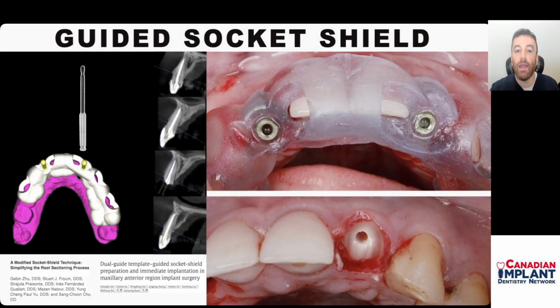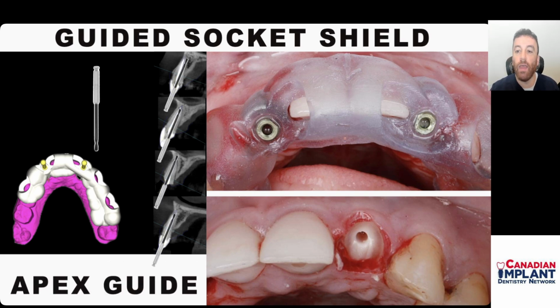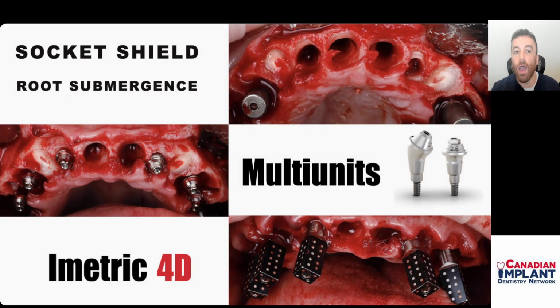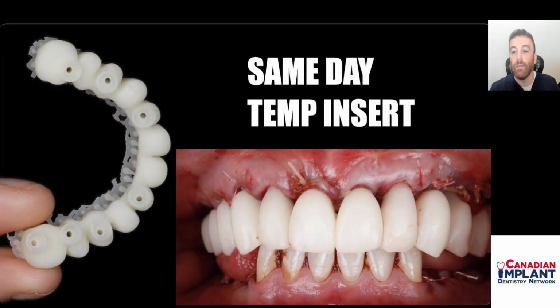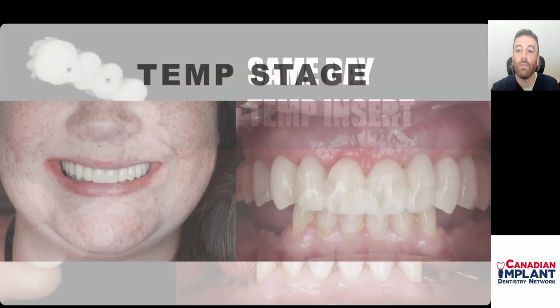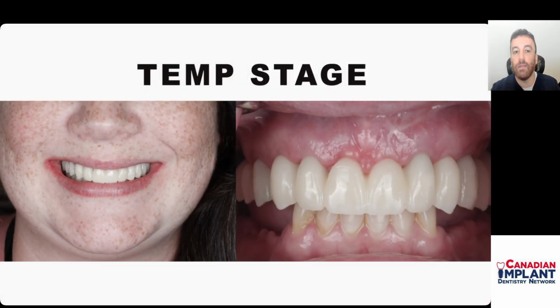And we go ahead and take advantage of digital dentistry. We have a guided socket shield guide. This allows us to core out those socket shields right to the apex, which tends to be the most difficult part of the procedure. And then we go ahead with implant placement. Same day, we pick up her records using our iMetric system. Same day temp insert again. And here's the patient in the temp stage.